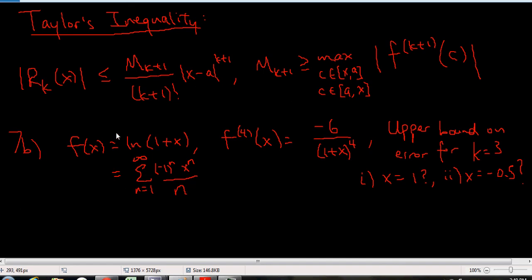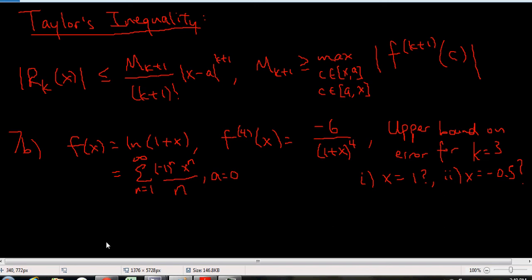So we were dealing with the function ln of 1 plus x, which has this Maclaurin series. So we're dealing with a Maclaurin series, or the Taylor polynomial centered around 0. So in this case, we have a equals 0, and it's given to us in the question, and we want to find the upper bound on the error for k equals 3 in two cases. The first case is when x is equal to 1, and the second case is when x is equal to negative 0.5.